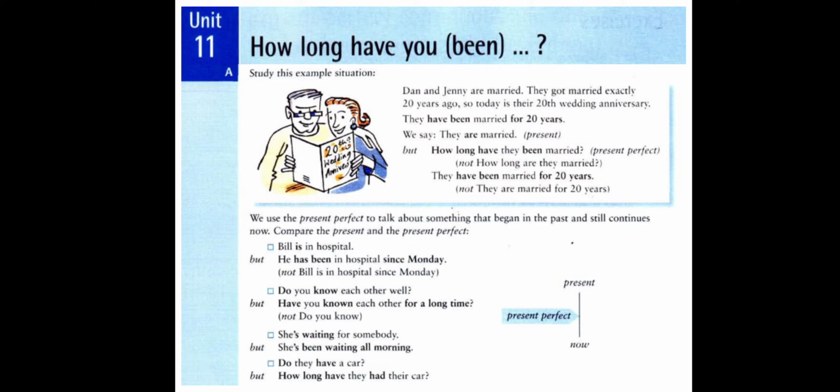In the passive form. If you use a present perfect continuous and you change it into passive, it becomes have plus been plus the past participle. So it is in the passive form. They have been married for 20 years.